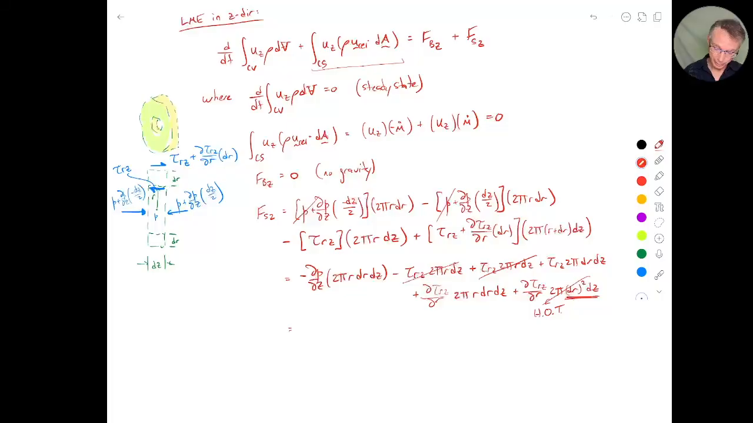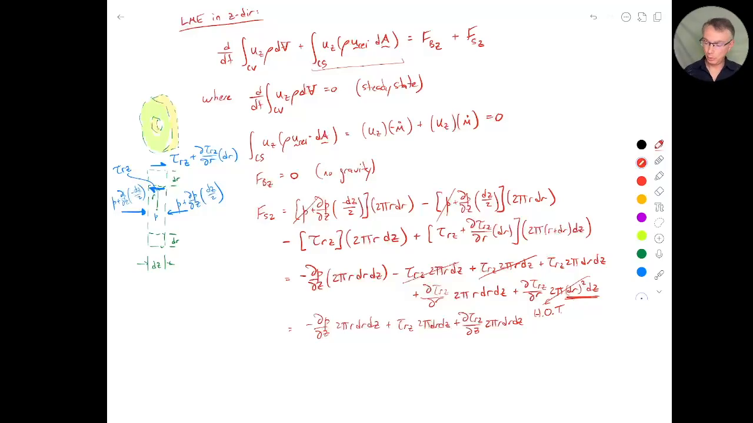And so what we're left with is minus dp dz times 2 pi r dr dz plus tau rz 2 pi, I'm sorry, 2 pi dr dz. Let me just double check. Yeah, that should be right. Plus d tau rz times 2 pi r dr dz. All right, so a lot of algebra, some bookkeeping to keep track of.